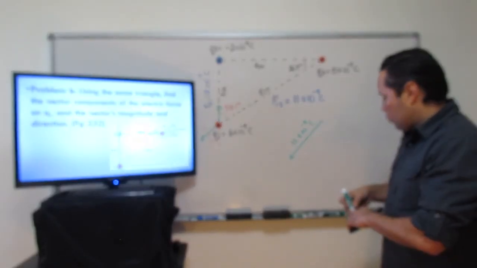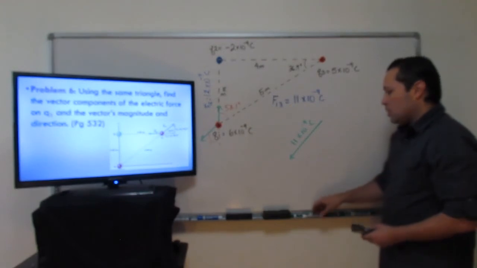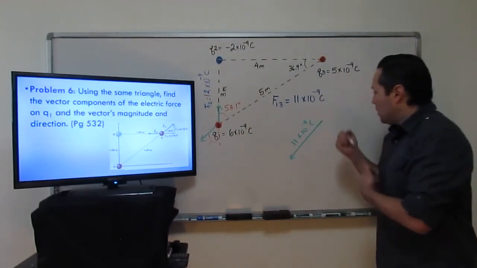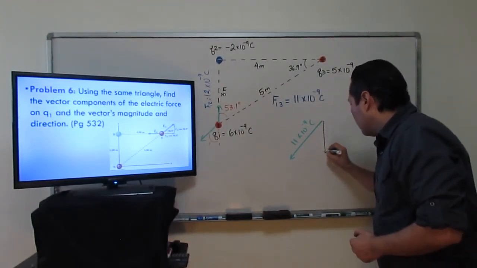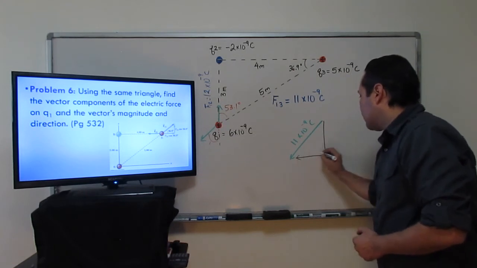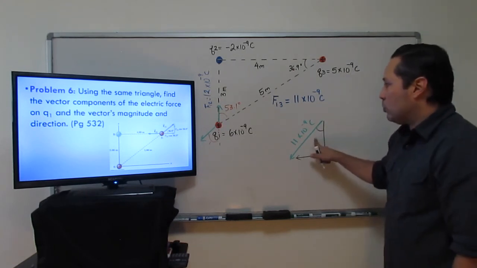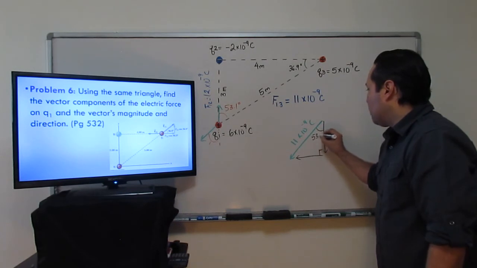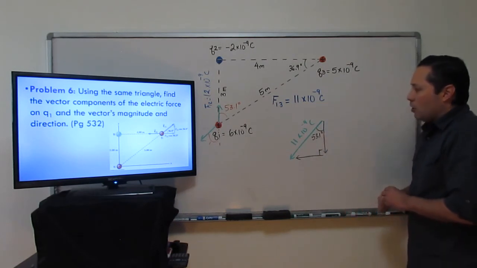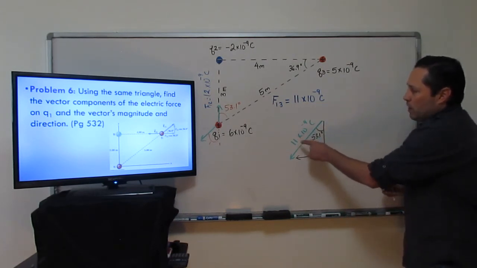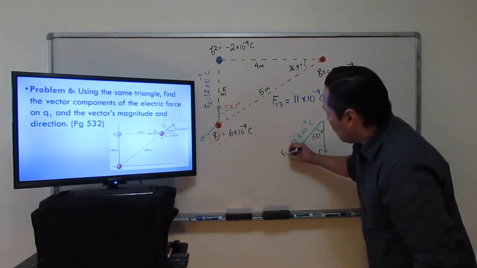And now, going straight down, I'm going to put its components. So its components are going to be going straight down there, and it's a right triangle. And we know this angle to be 53.1 degrees. Alright, so that's what we got so far. So this is my force between 1 and 3.